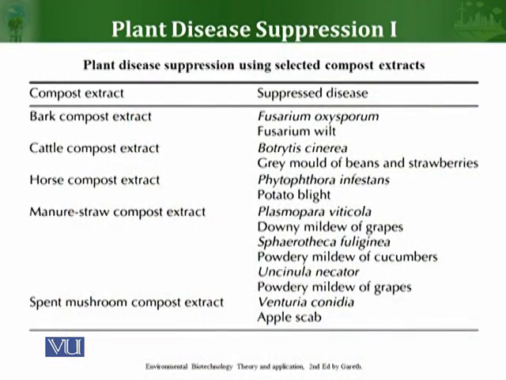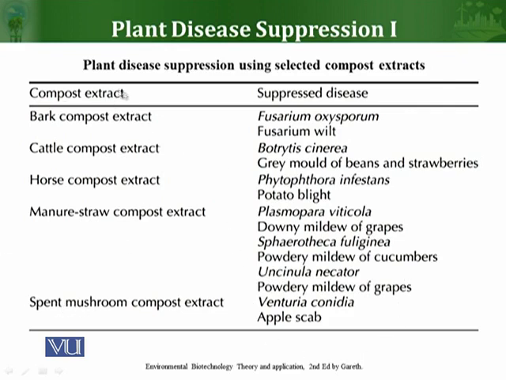Now this table shows the effect of different compost extracts to suppress different diseases caused by different agents. You can see here we have bark compost extract which works against fusarium. Cattle compost extract also works against so many different diseases. Horse compost extract, manure straw compost extract, and spent mushroom compost extract. You can see here all these extracts are working against different types of diseases.